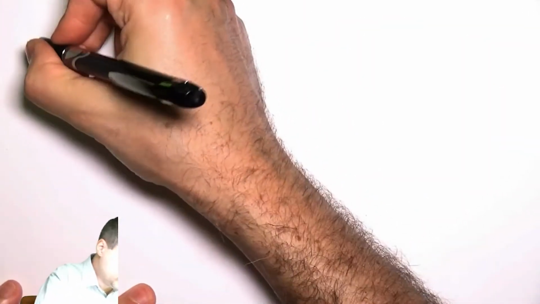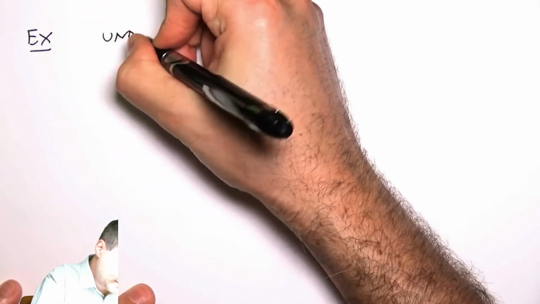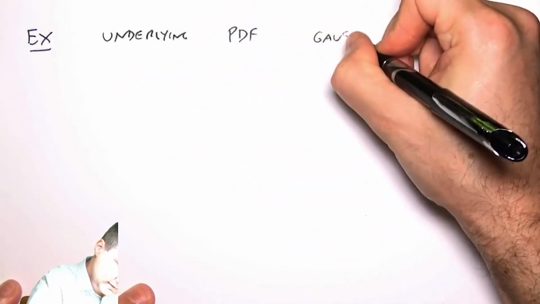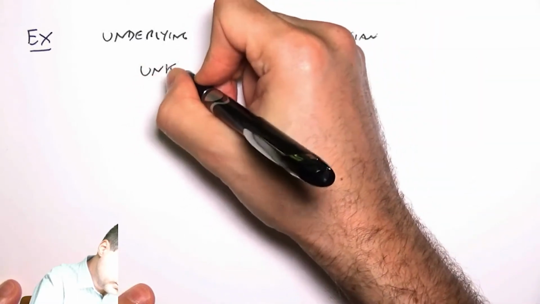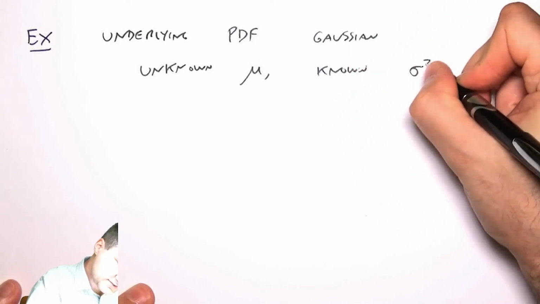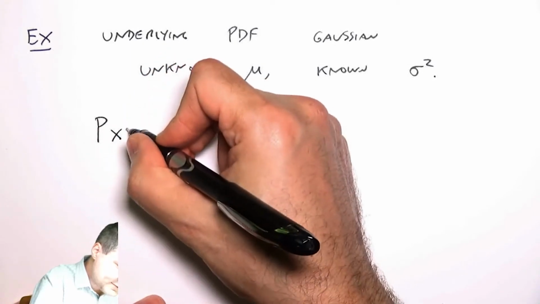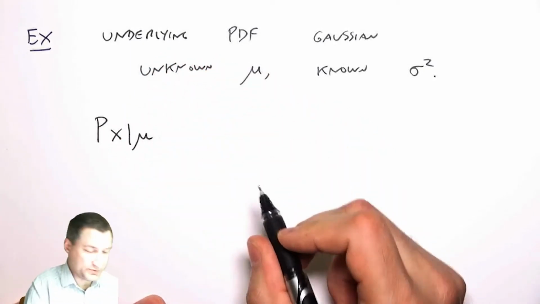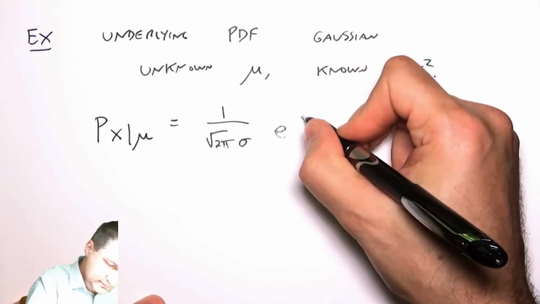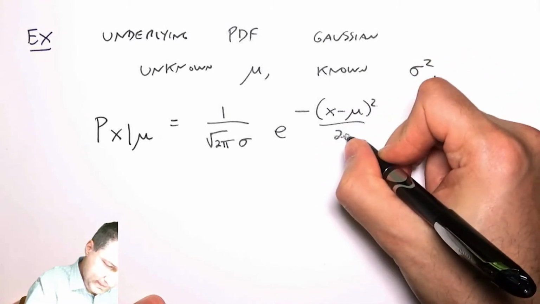So let's be specific. Let's suppose that the underlying PDF is Gaussian with unknown mean and known sigma squared. Okay, that is that the probability of x given that the mean is equal to mu is equal to this PDF.